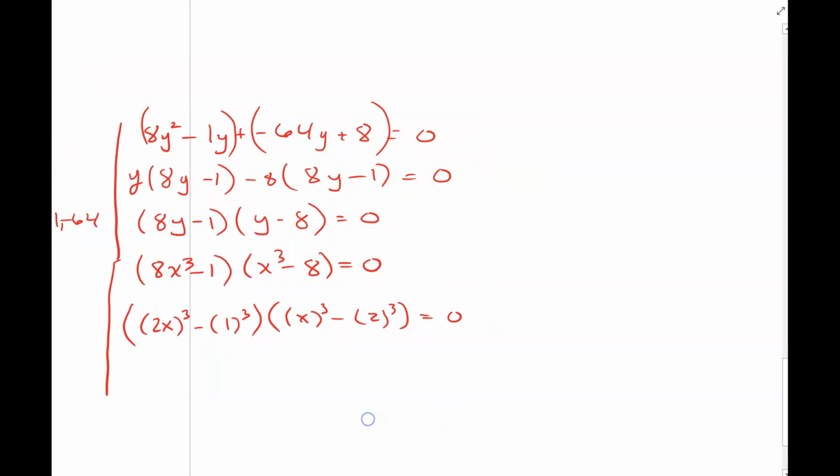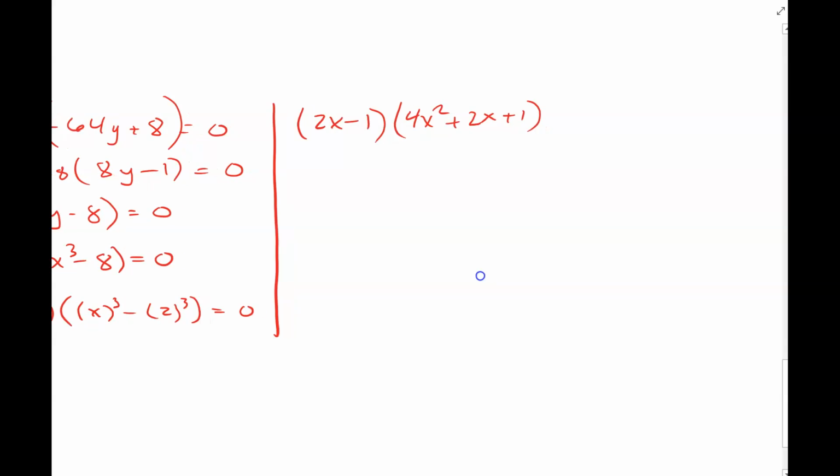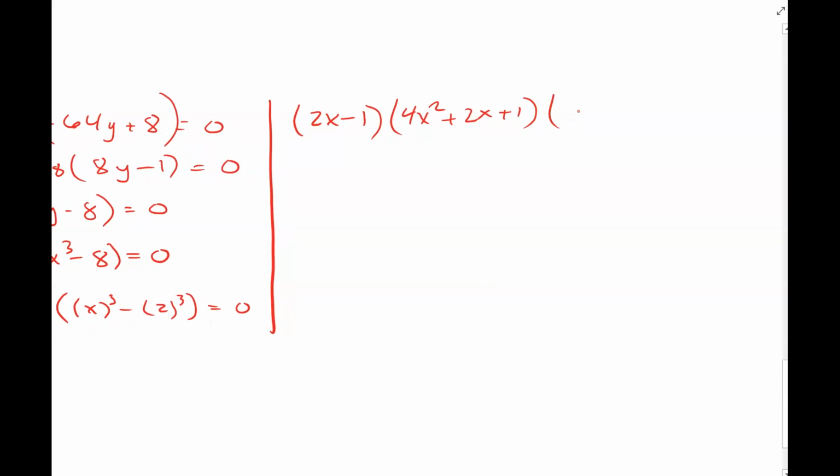If I then apply the difference of two cubes factoring pattern, I get 2x minus 1 times 2x squared, so 2x times 2x, that's 4x squared, plus 2x times 1 plus 1 squared. And then for my other difference of two cubes, I have x minus 2 times x squared plus 2 times x plus 2 squared. And now I should check to make sure that I'm done factoring. Am I done?